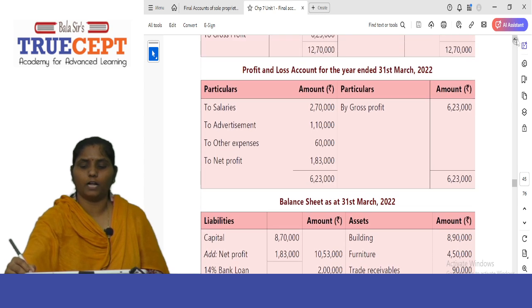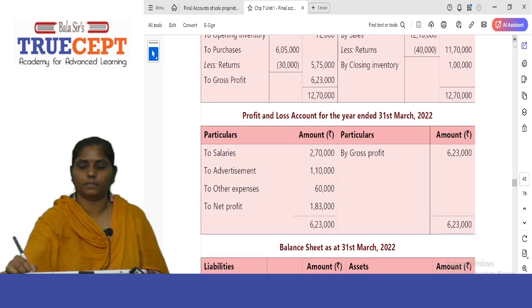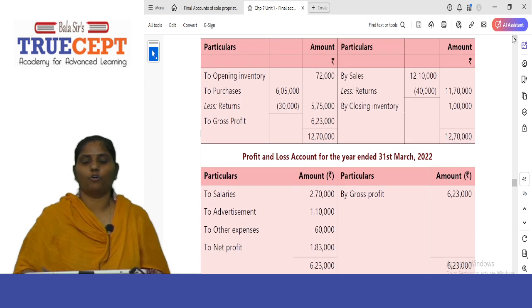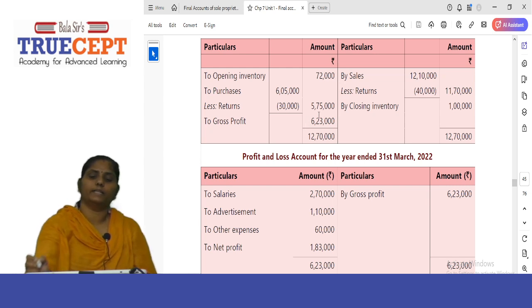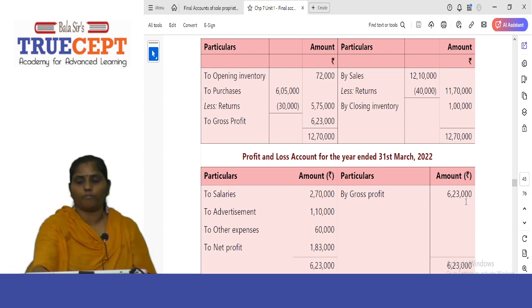So come on, trading account first. What are the items? Look at the question. So you have opening inventory, you have purchases less returns, you have sales less returns, and then you have closing inventory. Closing inventory 1 lakh adjustment. So by applying that, you will get what is the gross profit? 6,23,000. Then bring that gross profit to your profit and loss account.